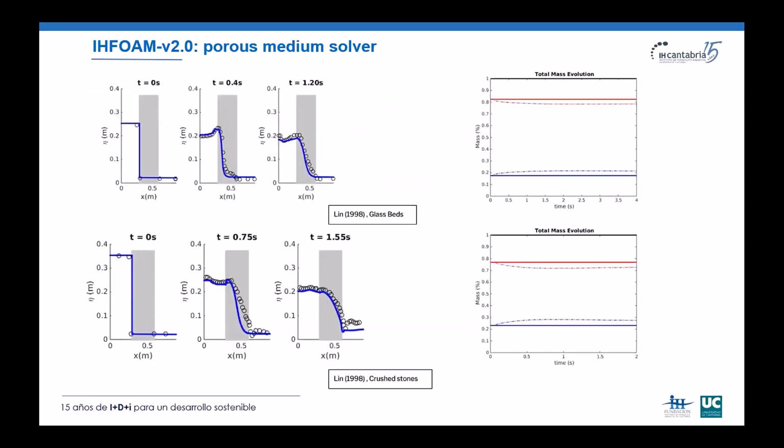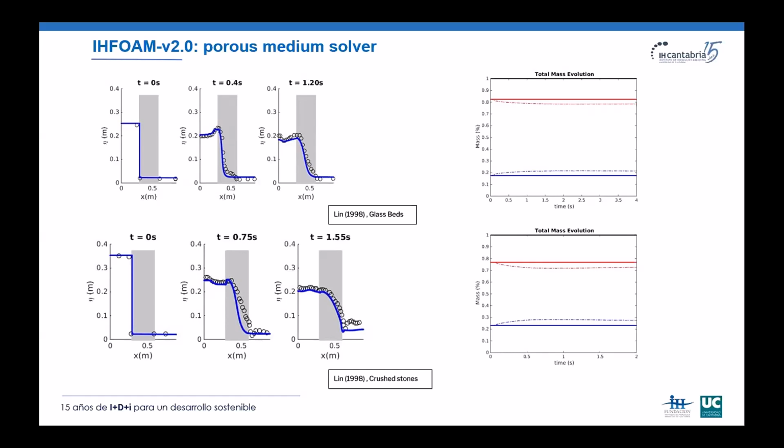So we follow classical validations following the work by Lin 1998. Here I'm just presenting 2 of those experiments, but each of the materials, glass beads and crushed stones, has 2 different setups. On the left, I'm confronting the experimental data, which is the black circles, against our numerical results, which is the blue line.